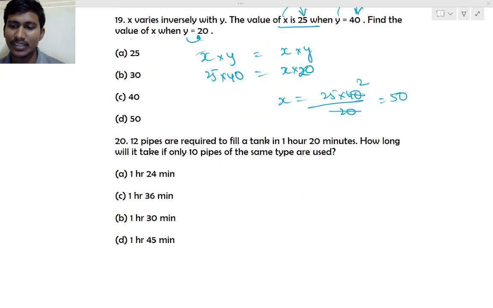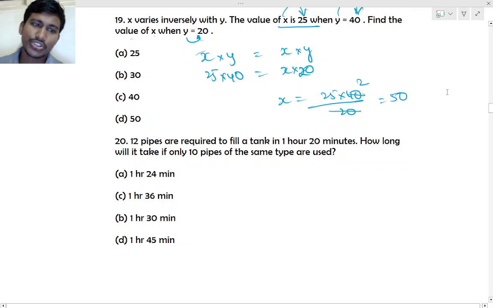Don't scroll. So next question, 20th question. 12 pipes are required to fill a tank. There is only one tank.